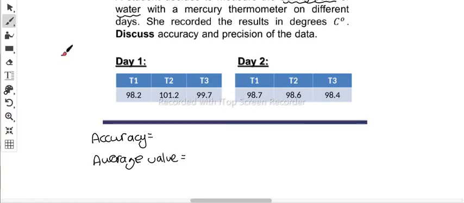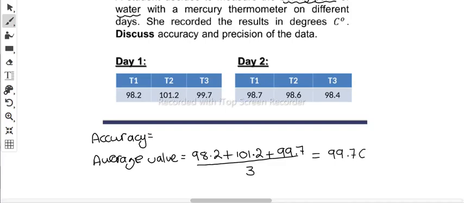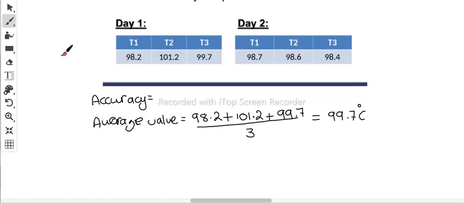So the first step is to find the average value. I'm going to put the numbers: 98.2 plus 101.2 plus 99.7, all divided over 3. And my average value for day 1 is 99.7 degrees. I'm going now to do the same, but in this case for day number 2. So this is for day 1.